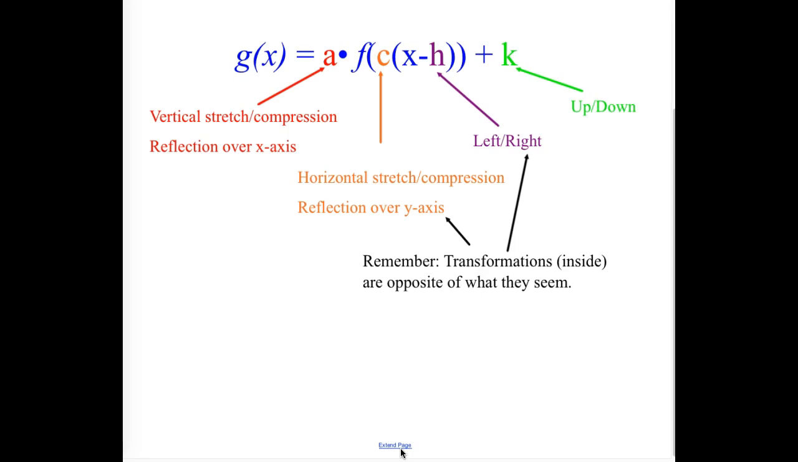Now, I do want you to notice inside the function here, notice that that c value was factored out of the x, away from the x. Does that make sense? You have to have it in that format to correctly identify the moves. Okay? So I'm going to pause the recording for just a second, let you get that copied down.